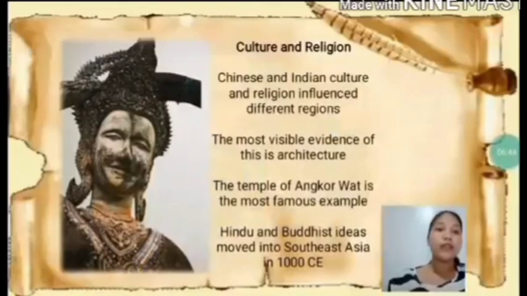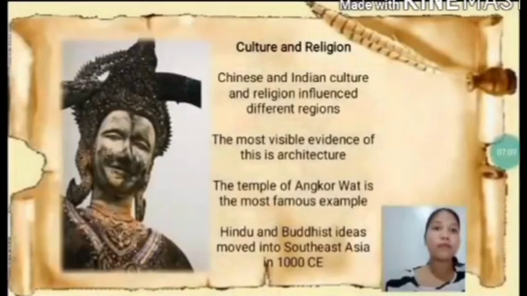Culture and religion. Chinese and Indian culture and religion influenced the different regions. The most visible evidence of this is the architecture. The temple of Angkor Wat is the most famous example. Hindu and Buddhist ideas moved into Southeast Asia in 1000 CE. New religious beliefs were blended with the old religious practices, uniting the Hindu gods with the local deities.